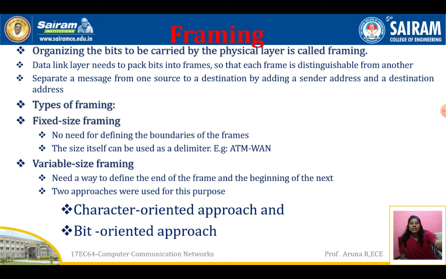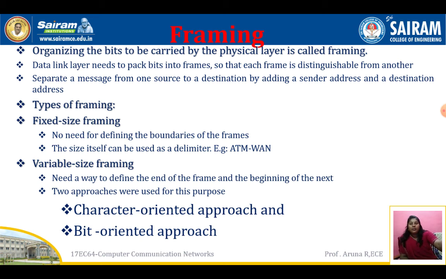To separate a message from one source to the destination by adding a sender address to the destination. So in the framing, you are having data. With the data you need to keep the distinguishing form, that is, you have to identify one frame from the other frame and you have to attach the source address and the destination address. So everything should be added together and made as a frame.